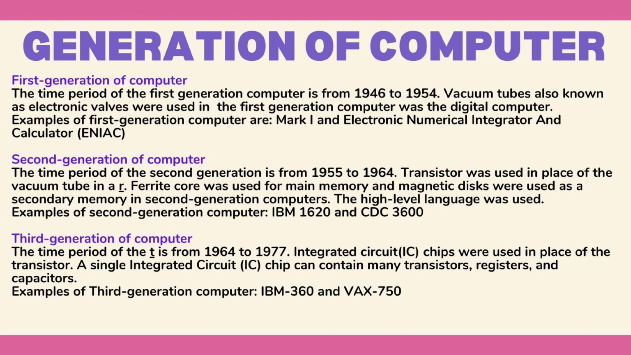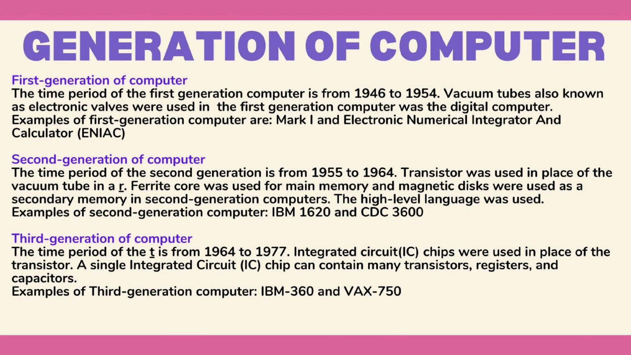Second generation of computer. The time period of the second generation is from 1955 to 1964. Transistor was used in place of the vacuum tube. Ferrite core was used for main memory and magnetic disks were used as secondary memory in second-generation computers. The high-level language was used. Examples of second-generation computer: IBM 1620 and CDC 3600.